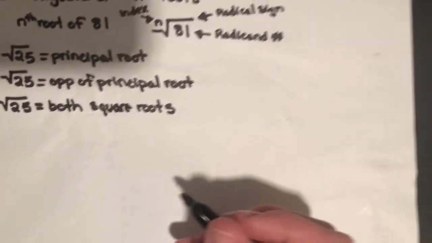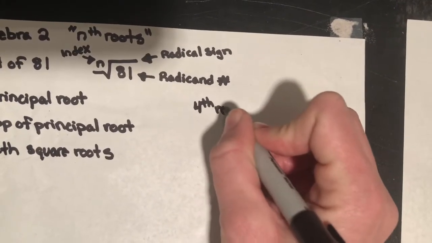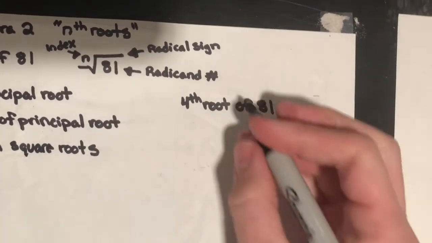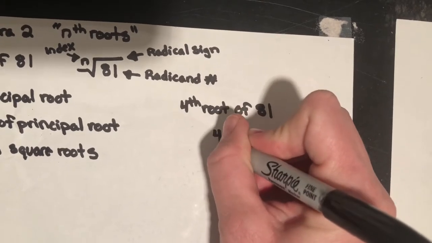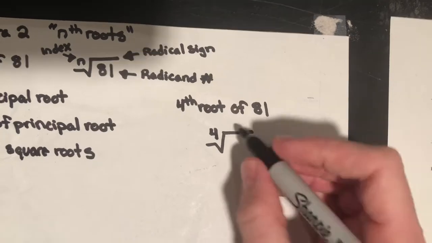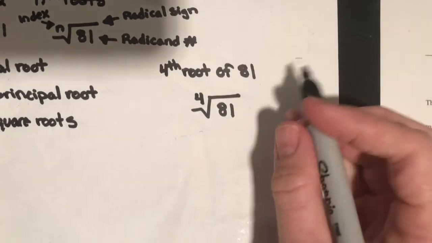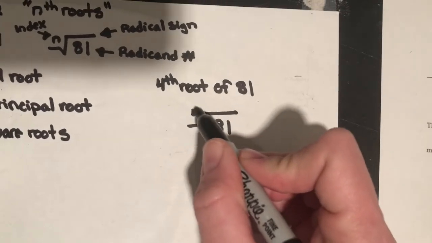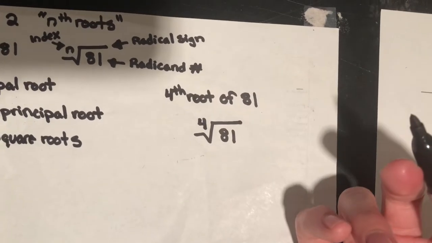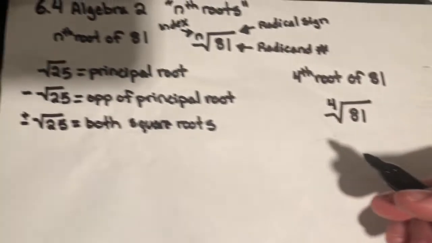And let's say I want to find the 4th root of 81. Well, what does this look like? Our index number is a 4. That is going to go on the outside of the radical sign, and 81 is going to be our radicand number. Now, anytime we have a number on the outside here, so we've always had no number on the outside there, but we've known that it's an invisible 2. Well, let's go back to our 25.